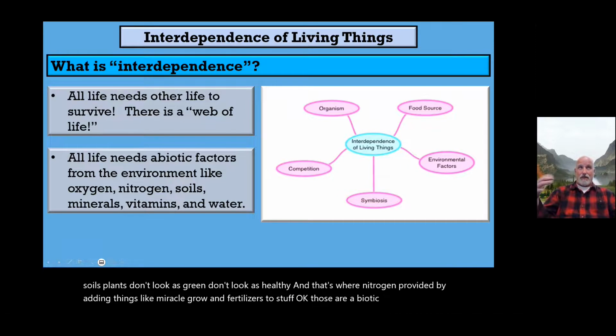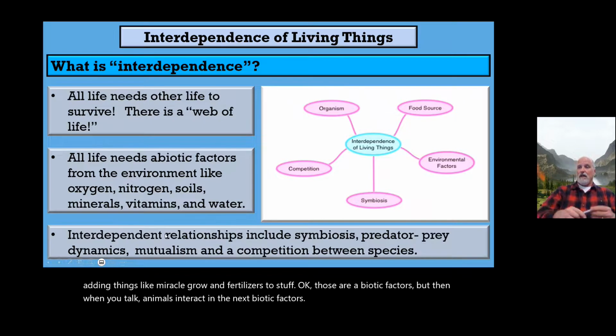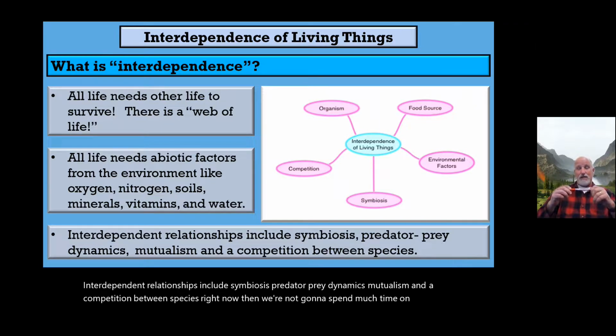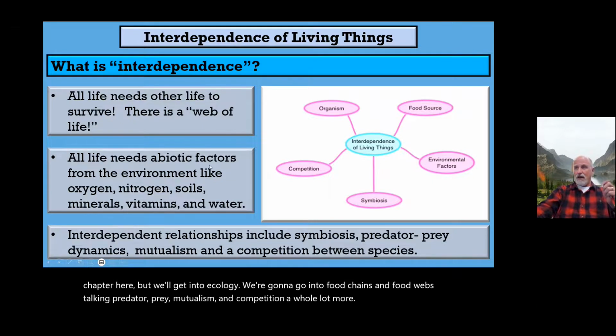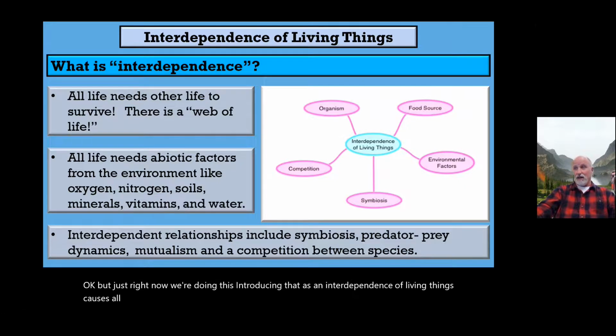But when you talk about animals interacting, those are biotic factors. Interdependent relationships include symbiosis, predator-prey dynamics, mutualism, and competition between species. We're not going to spend a bunch of time on this chapter, but we'll get into ecology. We're going to go into food chains and food webs, talking predator-prey, mutualism, and competition a whole lot more. Right now, we're just introducing that the interdependence of living things causes all these to have to take place.